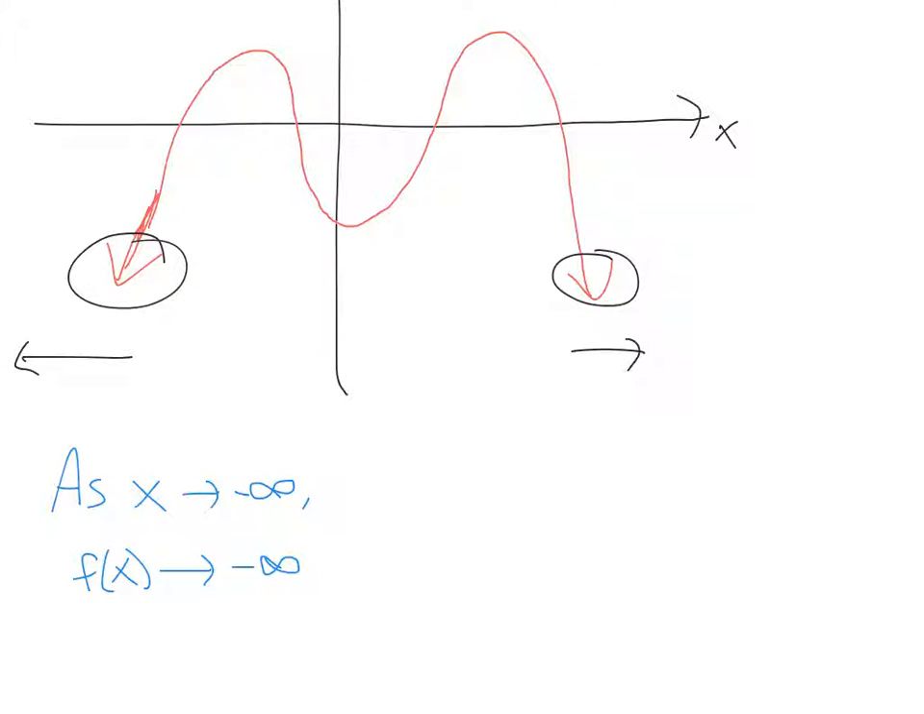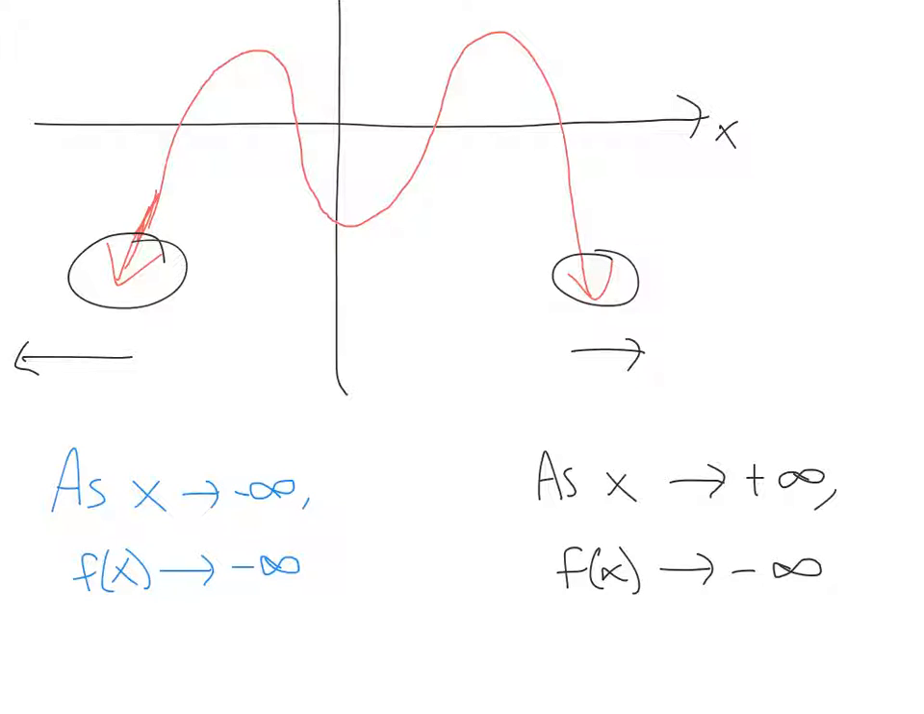Now let's talk about the right-hand behavior, what's going on as we go to the right. The way that I could describe that is as x approaches positive infinity, since we're going this way towards positive infinity, f of x approaches, what's happening with our function here? It's still going down this way, so it's going towards negative infinity in the f of x direction. So there you go. That would be your end behavior.